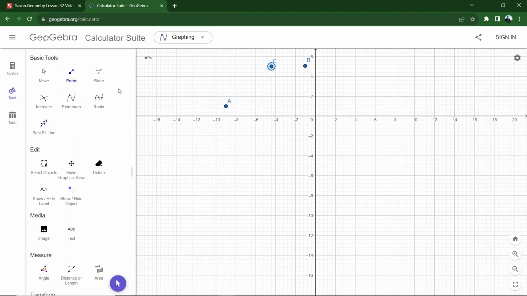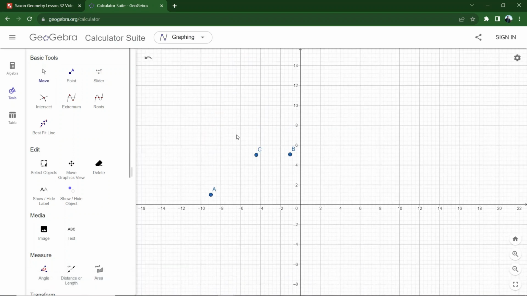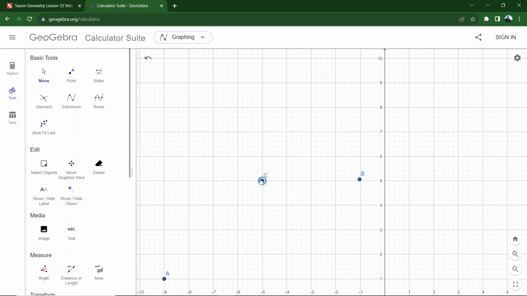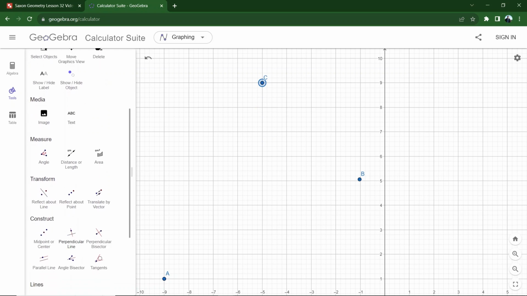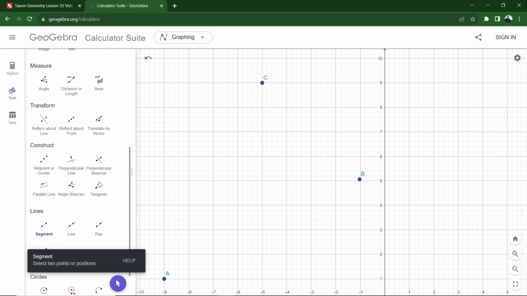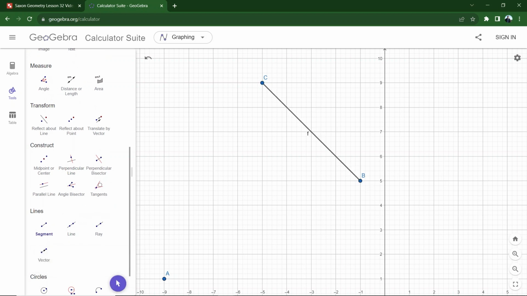Let's scroll up. So here we'll just do that. And we'll go to -5, 9. All right, now, this is not a triangle yet. I need to make this into a triangle. So what I'm going to do is I am going to go down here to lines, and I'm going to click on segments, and I'm going to connect these guys with segments. There we go. There's our triangle.